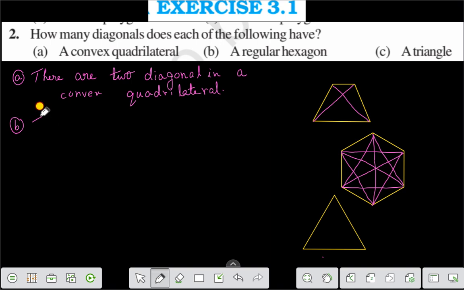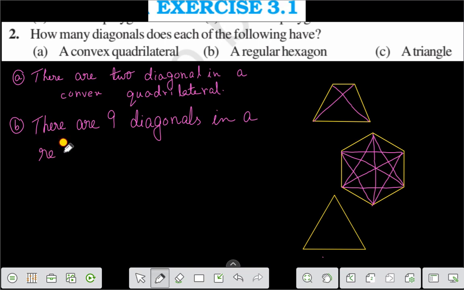Therefore, we can say that there are 9 diagonals in a regular hexagon. Right?